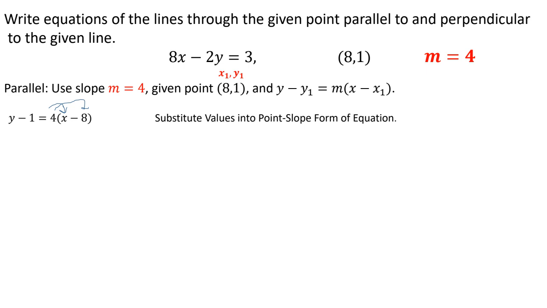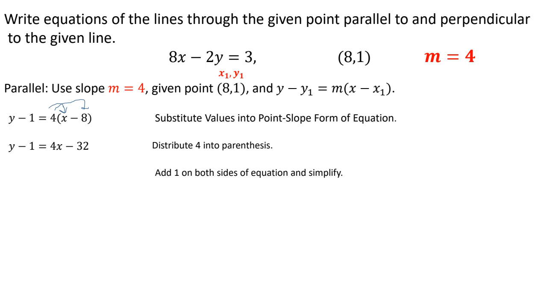So now what we need to do is we're going to distribute the 4, because the answer we wanted in slope-intercept form. Okay, so we'll distribute the 4, and we're going to get 4x minus 32 on the right side. Okay, now I'm going to add 1 on both sides to solve for the y. And when I do this, I'm going to get y is equal to 4x minus 31. So this line is going to be parallel to my given line because it's going to share the same slope.